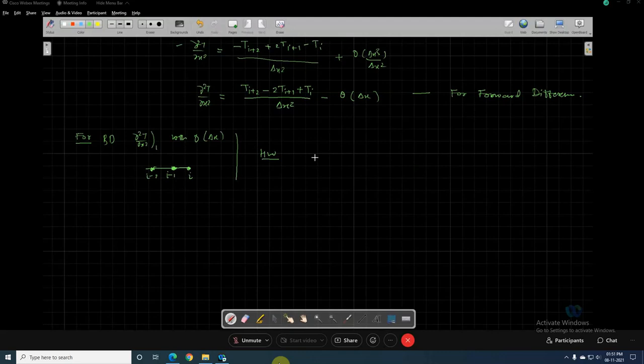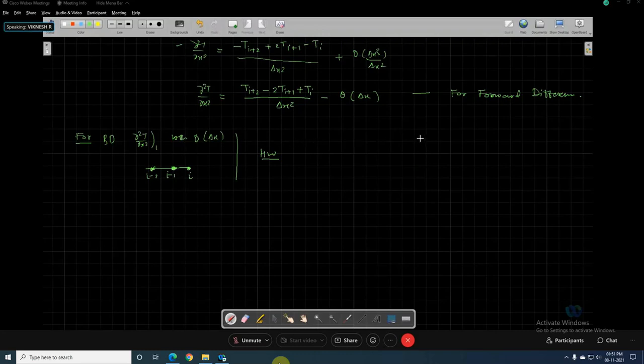Sir, suppose we want the order of accuracy to be delta x square, then we have to extend that term, sir. In that homework you have told us the order of accuracy is delta x. So if it is delta x square or delta x cube in the expression above, then we have to expand.